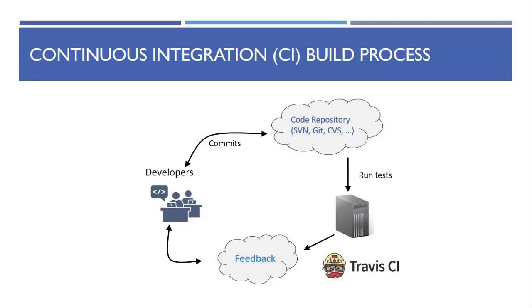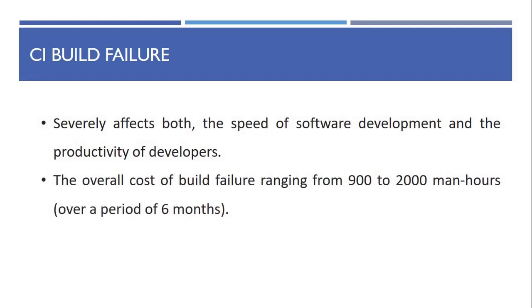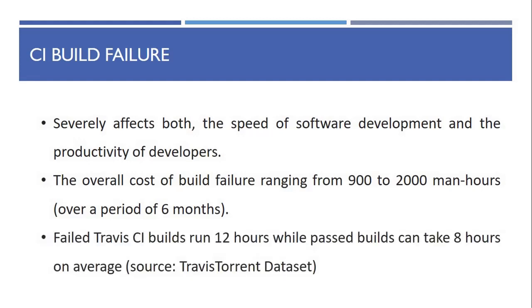However, when one or more of these tasks fail, the build is considered broken. Build failure represents a blocker that prevents developers from proceeding further with development, as it requires an immediate action to resolve it. In addition, the build resolution may take hours or even days to complete. For example, it has been reported that developers can spend 900 to 2000 hours to resolve broken builds. Another recent research has found that passed builds can run faster than failed ones, considering Travis torrent dataset.